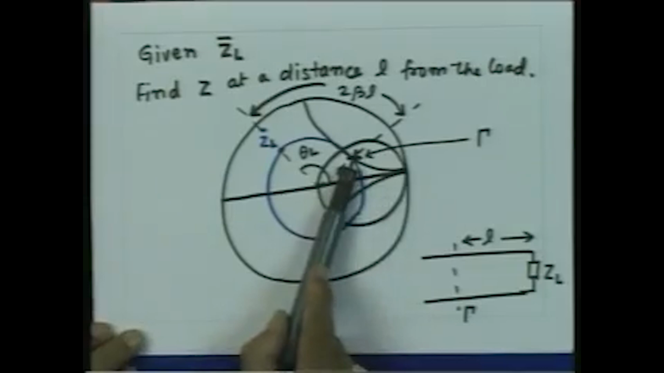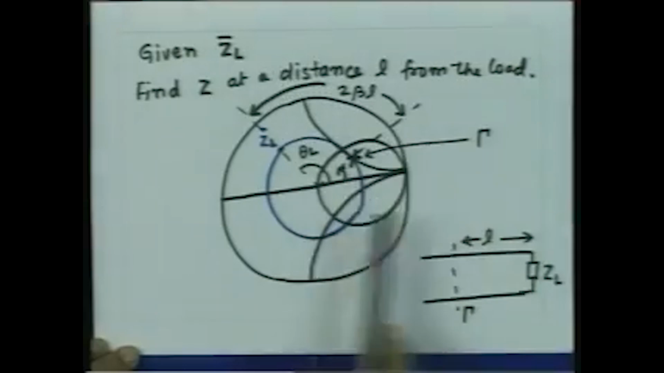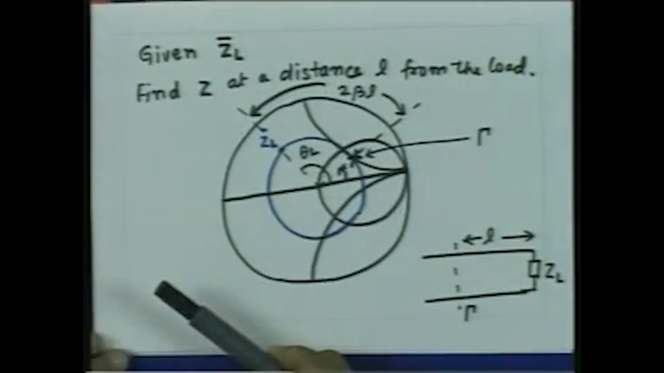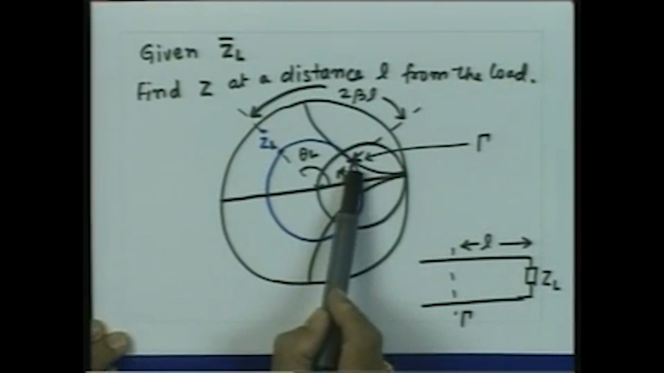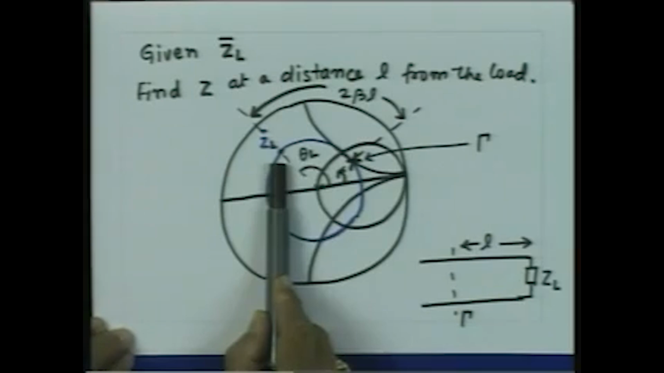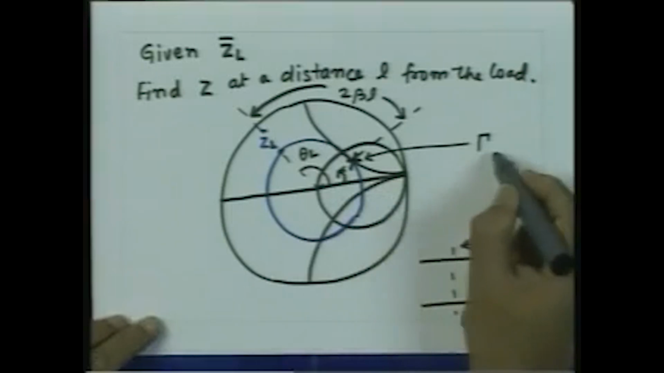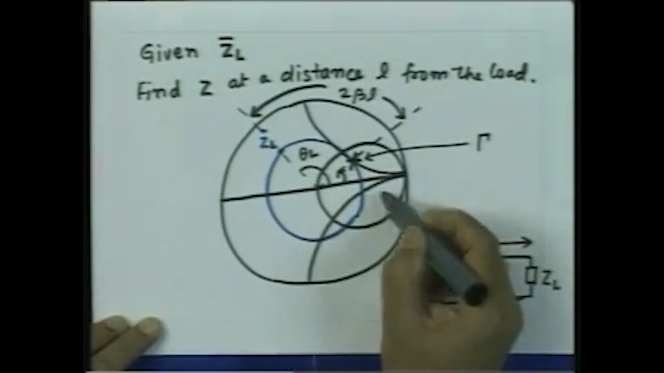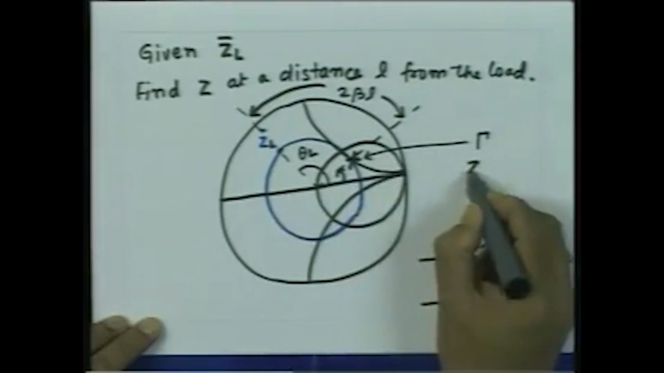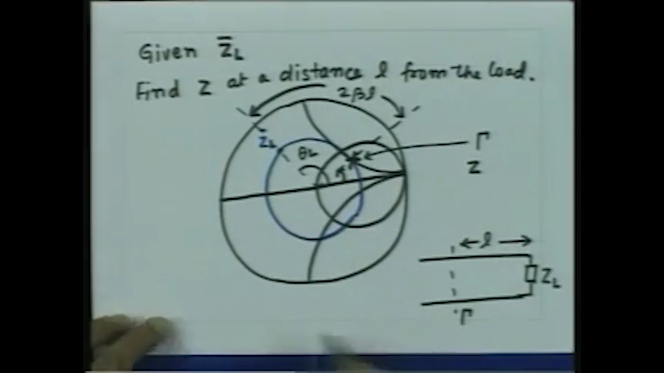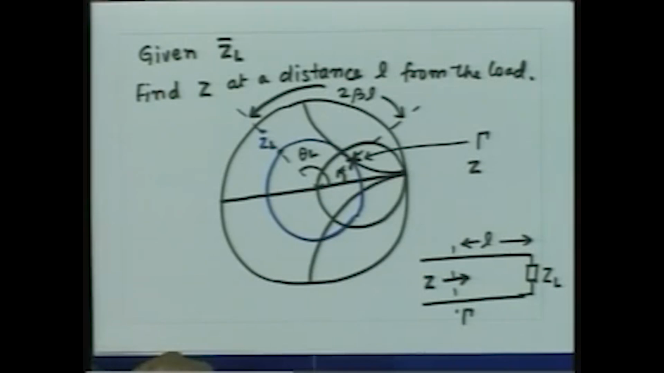Once I get the reflection coefficient at this point, I can just find out what the constant resistance and constant reactance circles are passing through this point, and I can read off that value. So, I can get the impedance corresponding to this point, which is nothing but the transformed impedance at a distance L from the load. This point represents Γ at a distance L, and if I read off the value of the impedance, that will be the impedance at a distance L. So, this here is the impedance Z which we will see at this point.